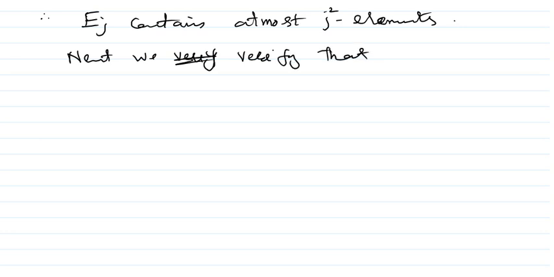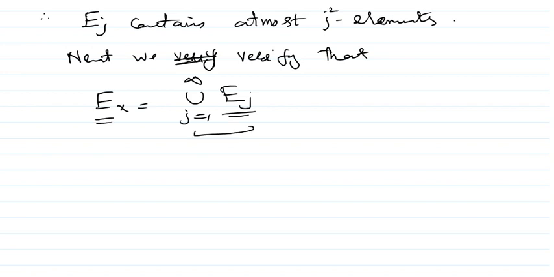our Ex is the union of these Ej's, actually the union with j running from 1 to infinity of Ej. Each Ej is finite, so each Ej is countable. So Ex is the union of countable sets, which is countable. So Ex is countable. You only need to verify this. So how will we verify this?